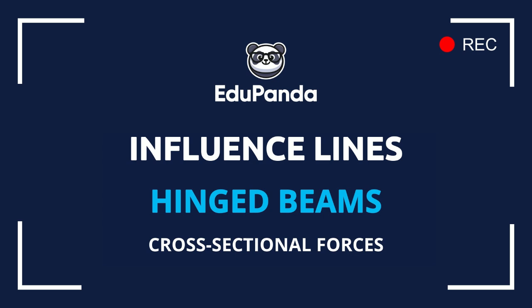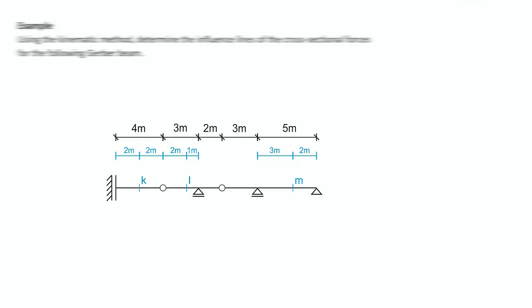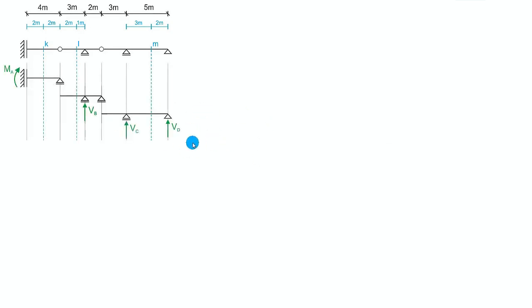We have such a beam, a vertical skate, 3 supports, 2 hinges. We need to draw the cross-sectional influence line for sections K, L, and M using the kinematic method, that is, without writing equations. So let's get to it. We break it down into simple beams to have an understanding of which beam is superior and which is subordinate. You already know how to do this.